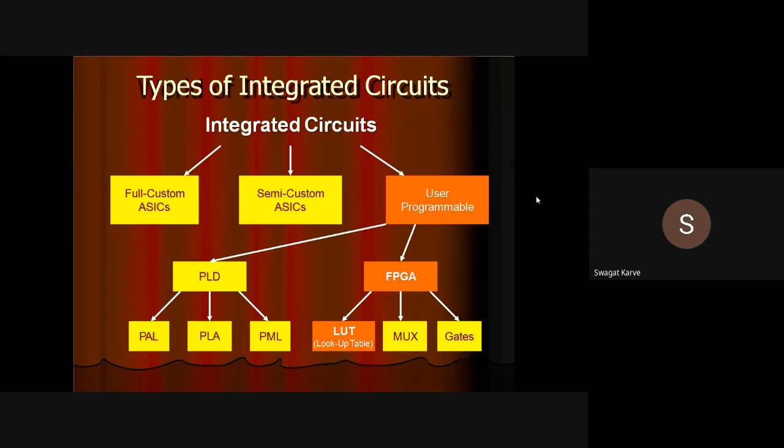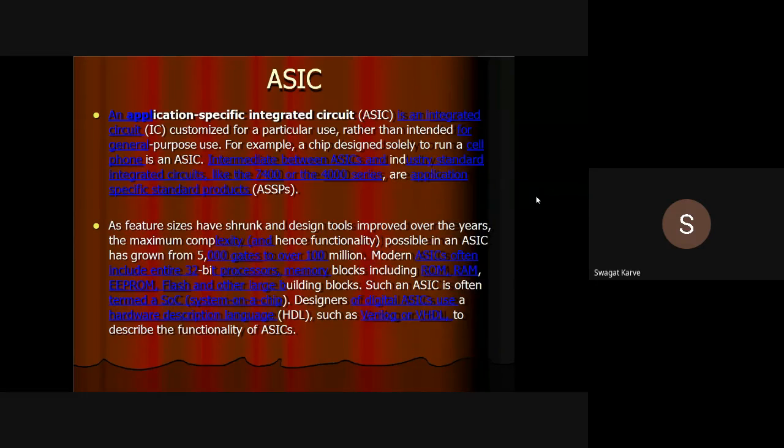Okay, now next thing is ASIC. Now we will discuss the ASIC. What do you mean by ASIC? So ASIC is an application specific integrated circuit. Okay, ASIC is an integrated circuit customized for a particular use rather than intended for a general purpose use, right? We have cleared this thing. Okay, so I have given one example for you also.